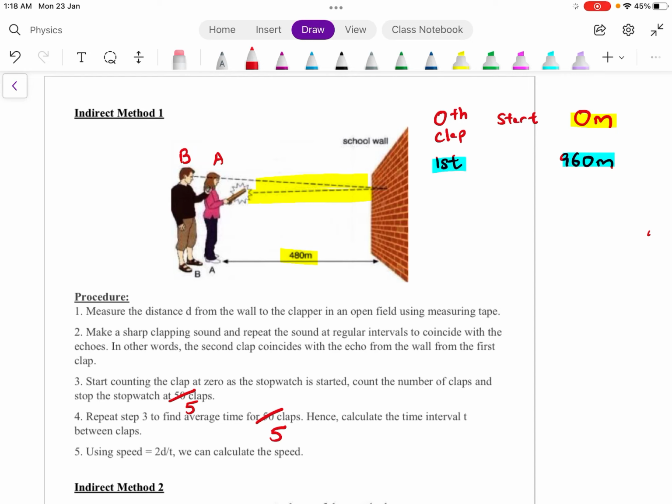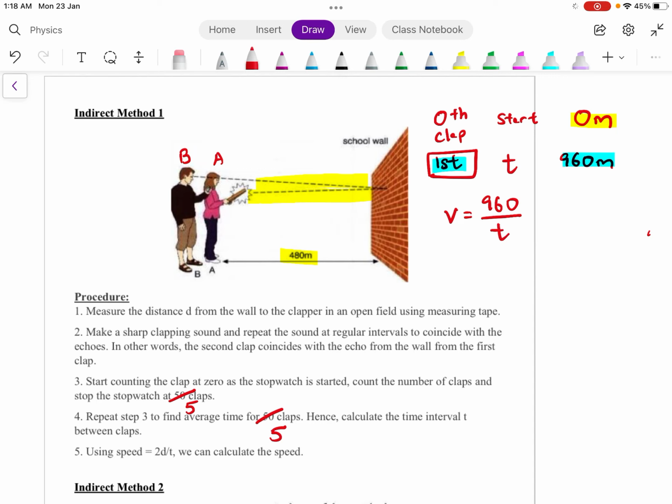When she hears the echo, she will clap again. So that is the very first time that she claps. To make things simple, person B will stop the stopwatch, and this will be recorded as the time. To calculate the speed of sound, you simply use the total distance traveled divided by the total time. So this is for the first clap.